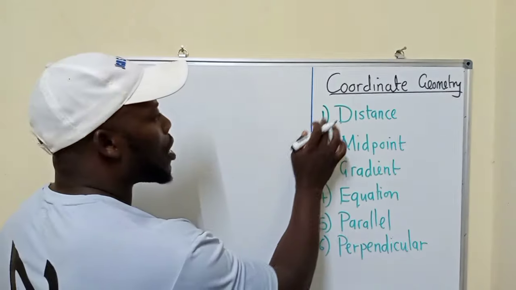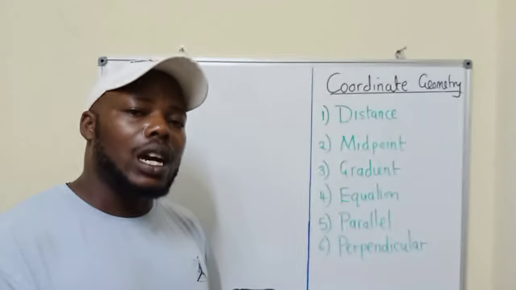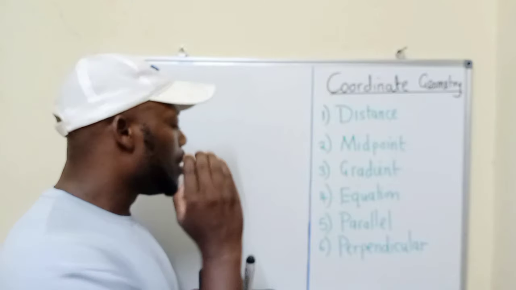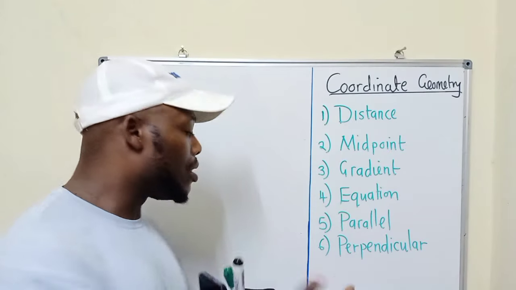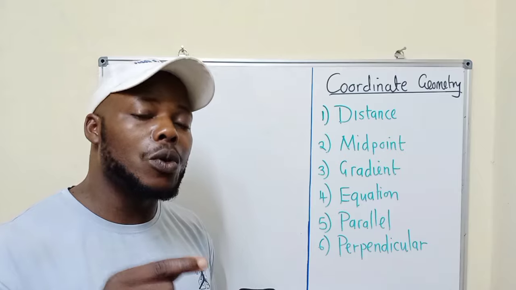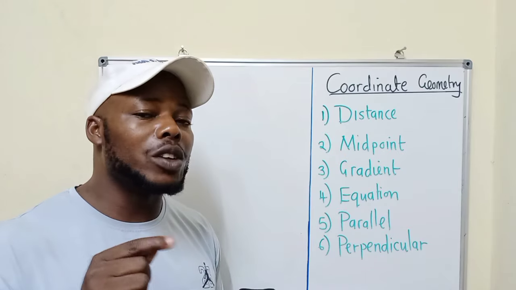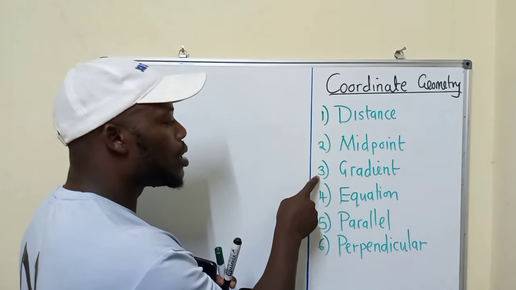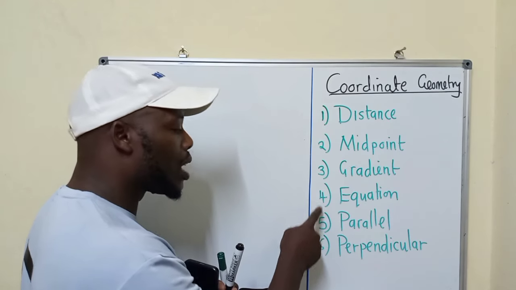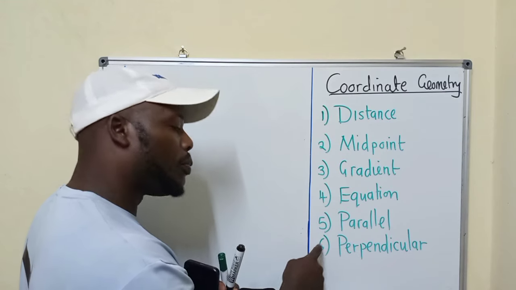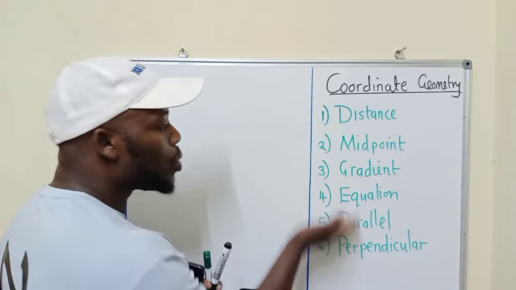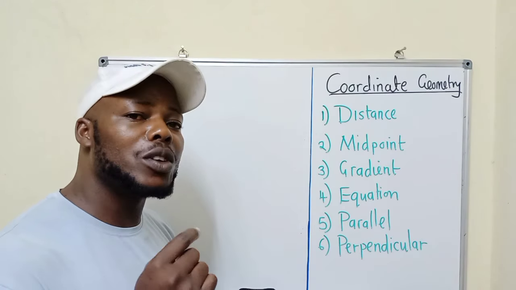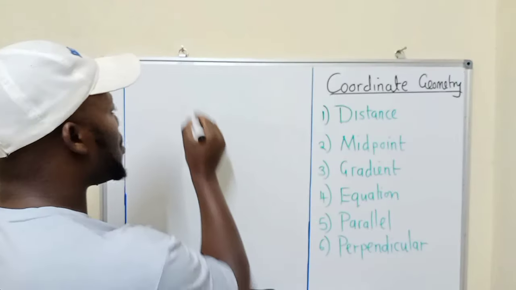So under this topic, coordinate geometry, you only need to know six basic things. And these six basic things will help you be able to answer any exam question that comes your way. So the first one is distance, midpoint, gradient, equation of a straight line, parallel lines, perpendicular lines. Once you get these, you'll be able to smile and answer exam questions accordingly. So let's start with distance.